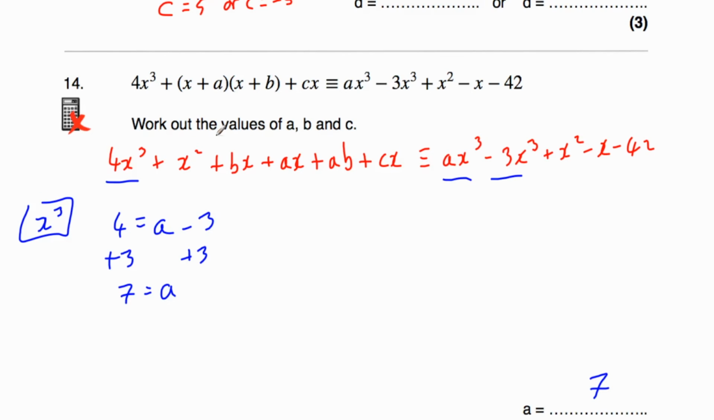Now, in terms of our x squared terms, we've only got an x squared on the left hand side and an x squared on the right hand side. So if we equated their coefficients, we just get 1 is equal to 1, so that's not going to help us. So now let's have a look at our terms involving x.